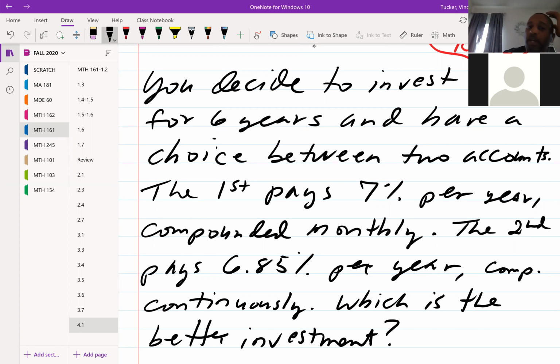All right, so you decide to invest $8,000 for 6 years and have a choice between two accounts. The first pays 7% per year, compounded monthly. The second pays 6.85% per year, compounded continuously. Which is the better investment? So I'll give you a chance to write that, and then we'll do the problem.